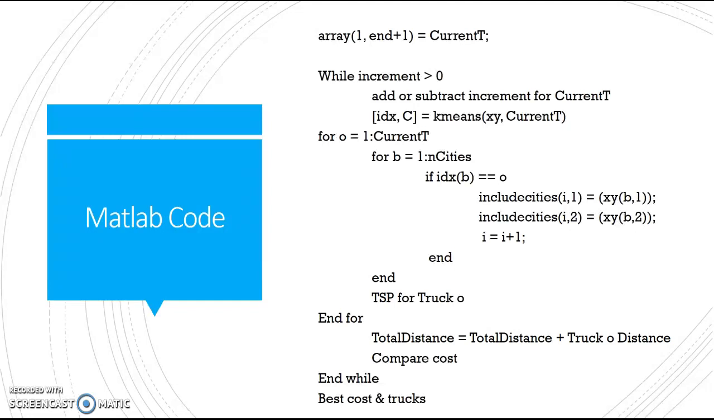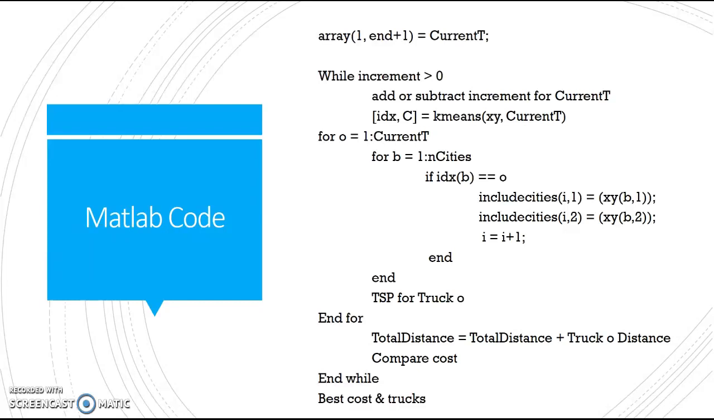We add or subtract the increment from the current truck amount. When we run it in the beginning, we start with one truck, or the same number of trucks as there are cities. If the one truck wins, then we add the increment, but if the same number of trucks as cities wins, then we subtract the increment. We have error checking in there to make sure the number of trucks doesn't go below 0 and doesn't go above the current number of cities. Then we use k-means, the next line, to assign the appropriate cities to each truck.